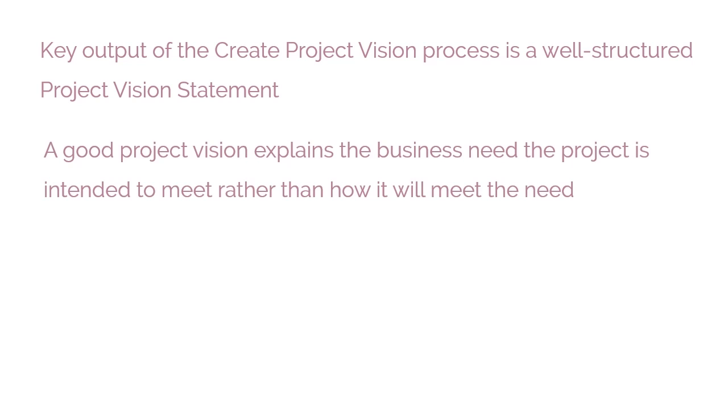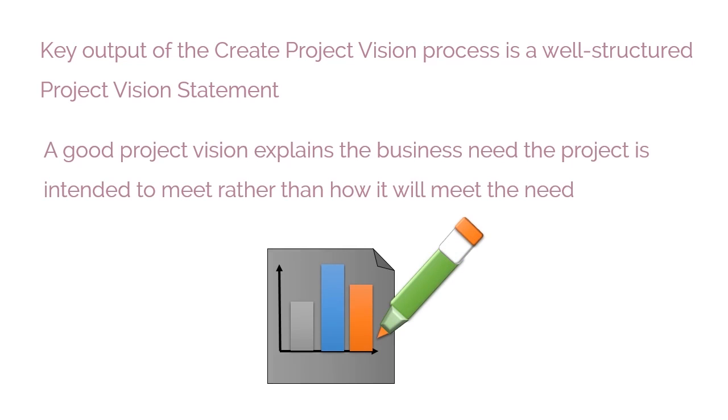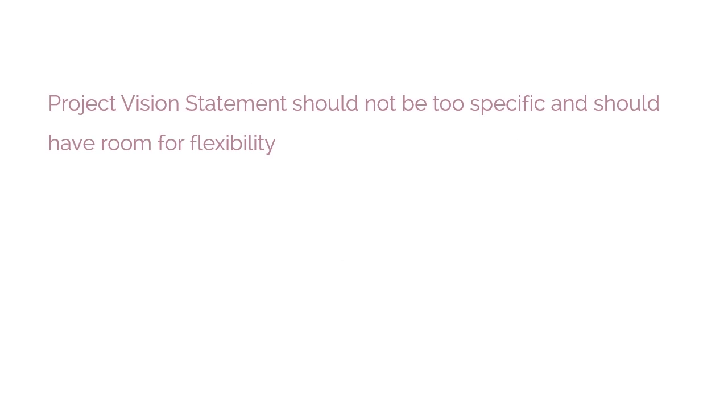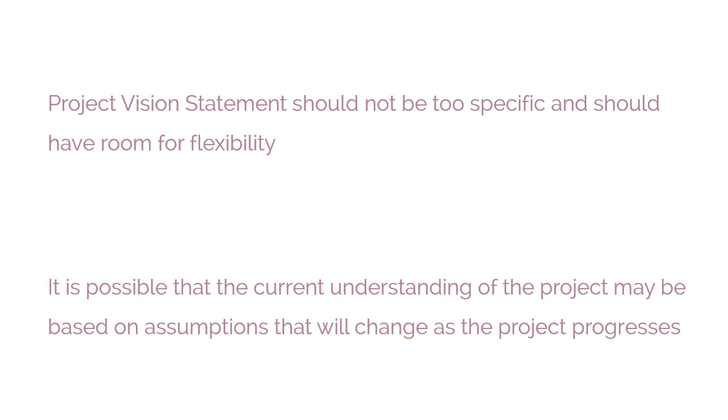Project Vision Statement. The key output of the create project vision process is a well-structured project vision statement. A good project vision explains the business need the project is intended to meet rather than how it will meet the need. The project vision statement should not be too specific and should have room for flexibility. It is possible that the current understanding of the project may be based on assumptions that will change as the project progresses.